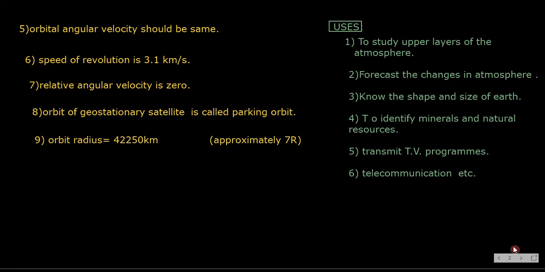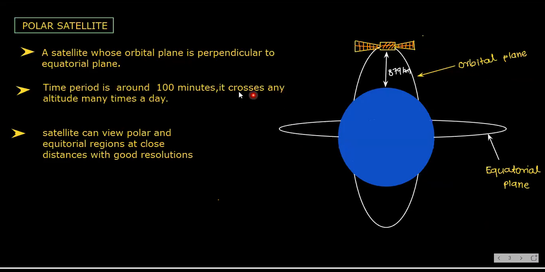Okay, so let's move ahead. Next one is the polar satellite. First one we have learned, the geostationary satellite. Next one is the polar satellite. A satellite whose orbital plane is perpendicular to the equatorial plane.